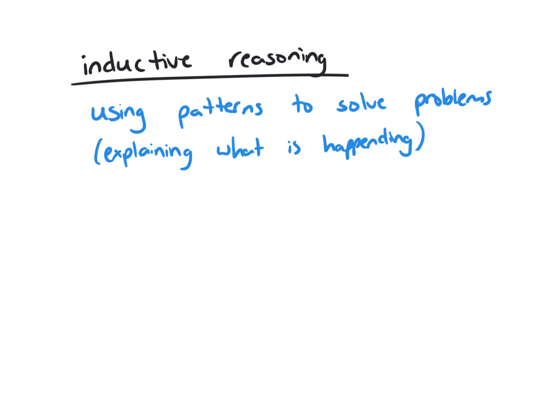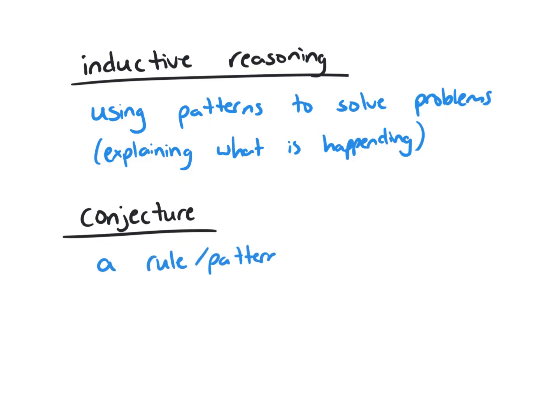Another vocab term is conjecture. Does anyone know what conjecture means? I don't know if you've heard it in math before, but you've probably heard it in science. Does anyone know what it means to make a conjecture? Anyone have a guess? A conjecture is a rule or pattern to a sequence. It's the rule or pattern to what is happening in the sequence.